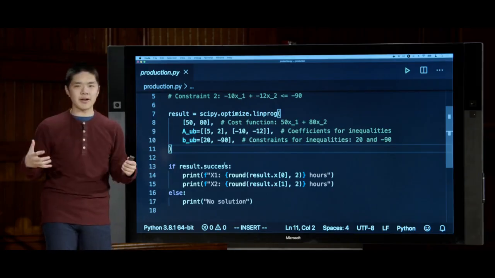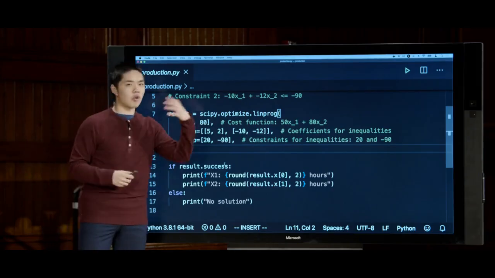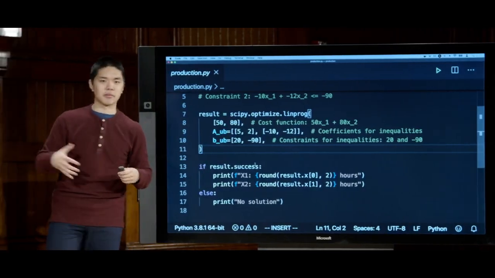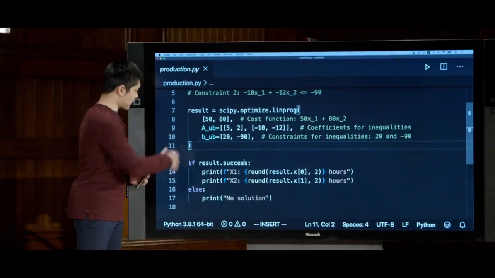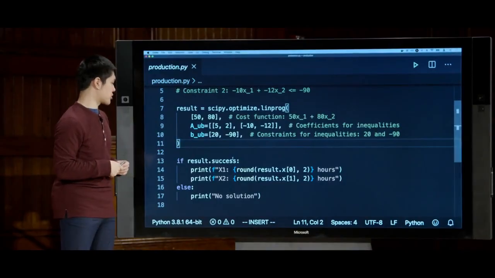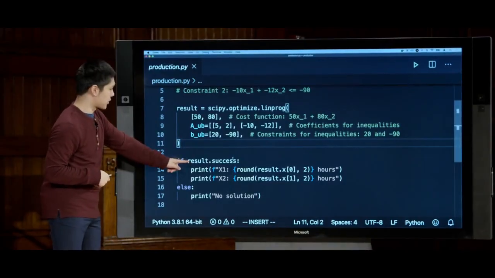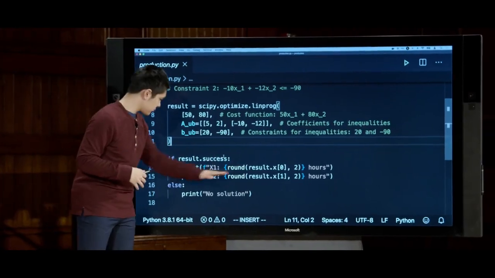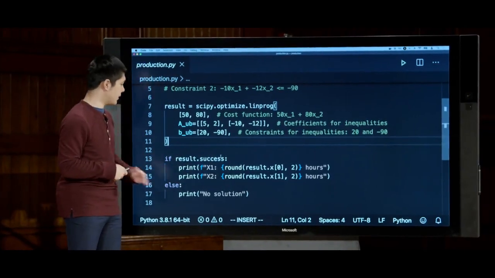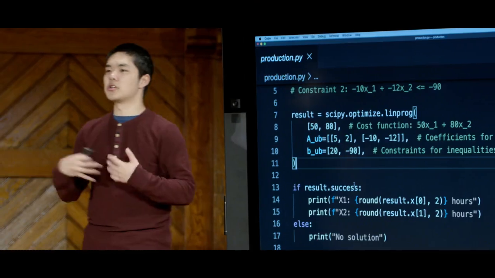And once all of that information is there, then we can run any of these interior point algorithms or the simplex algorithm. Even if you don't understand how it works, you can just run the function and figure out what the result should be. And here I've said if the result is a success, we were able to solve this problem, go ahead and print out what the value of x1 and x2 should be. Otherwise, go ahead and print out no solution.